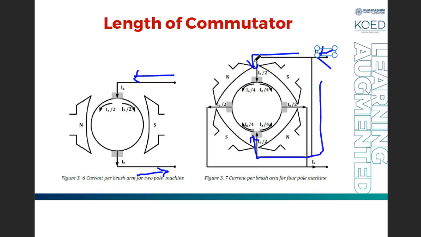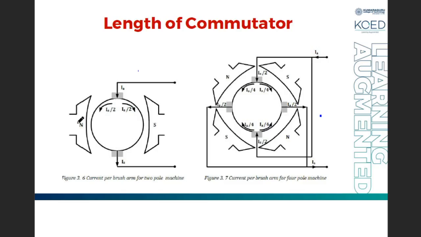Clear? Since this is IA by 2, there will be two parallel paths here. I mean, one parallel path like IA by 4 and IA by 4, because the incoming current is IA by 2, and that gets halved again. So it will be IA by 4 and IA by 4. Again, this IA by 2 gets halved as IA by 4 and IA by 4. Then these two join here, and that goes as IA by 2. That is IA by 4 plus IA by 4 equal to IA by 2. Clear? Right.